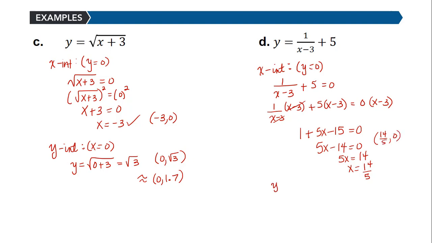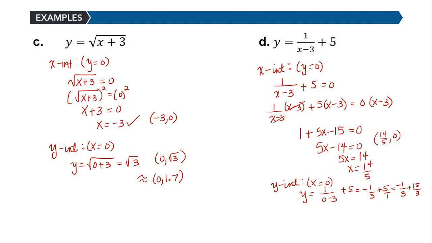And then the y-intercept, we replace x with 0. And this gives us y is equal to 1 divided by 0 minus 3, then plus 5, which is negative 1/3 plus 5. And if we want to write that as a fraction, we need to get a common denominator of 3. So this is really negative 1/3 plus 15/3.